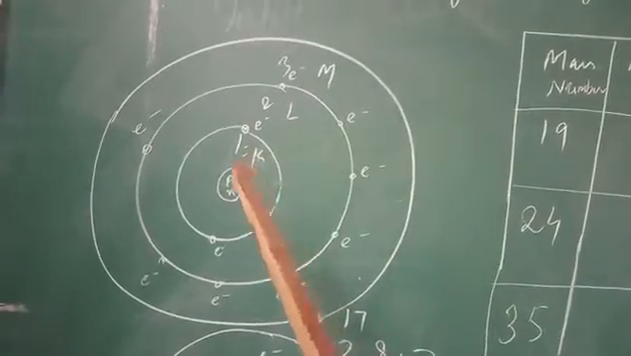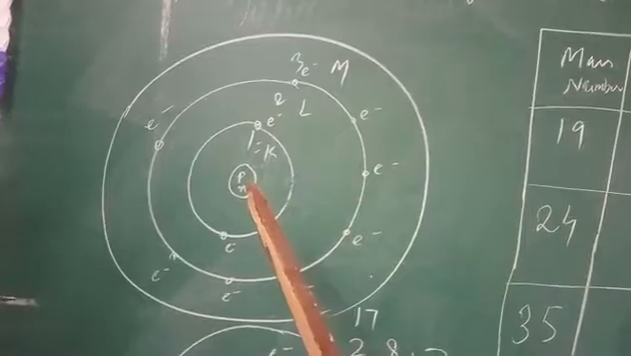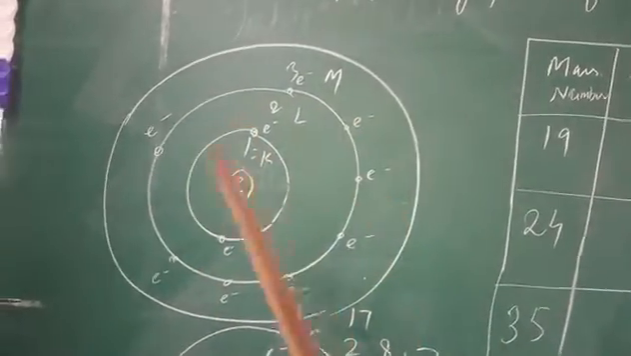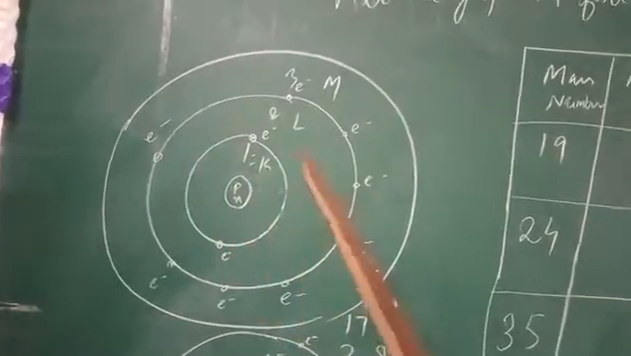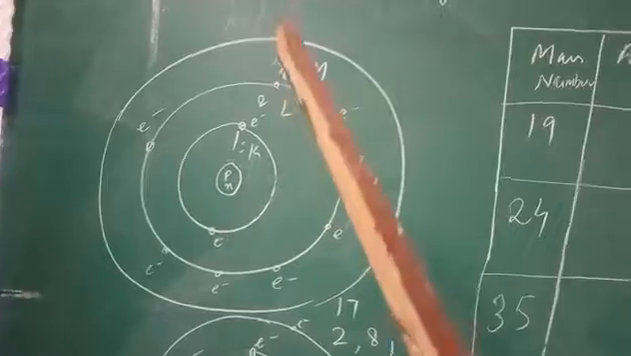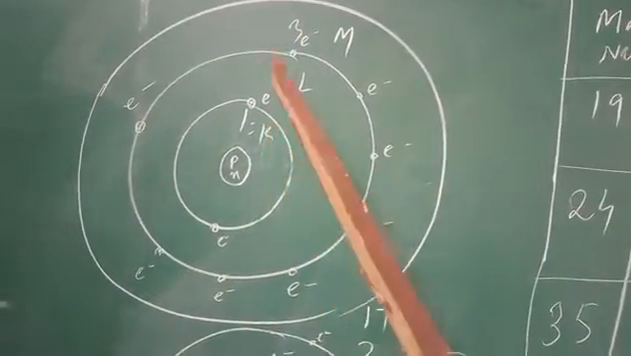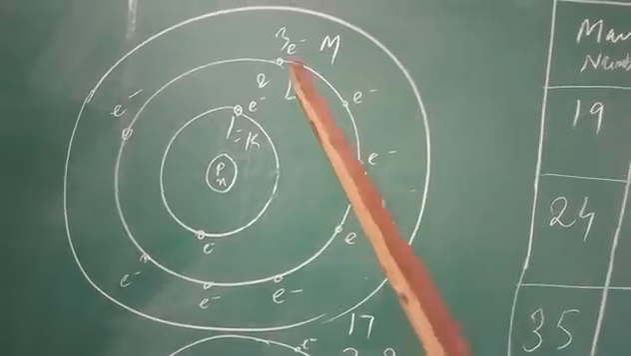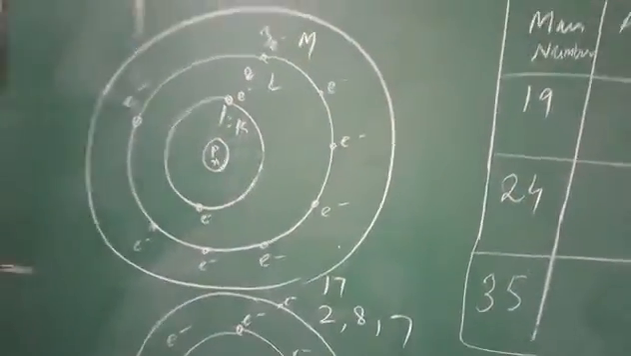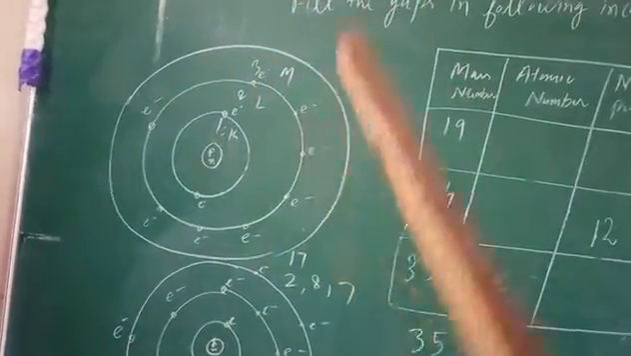positive charge is concentrated in the center, in which protons and neutrons are present, and electrons revolve around the definite energy levels or definite circular paths. These are called orbits. So Bohr's model tells that the first shell is called K, the second shell is termed as L, the third shell is M, and the fourth is N. So this is how the electrons, protons and neutrons are present in an atom.